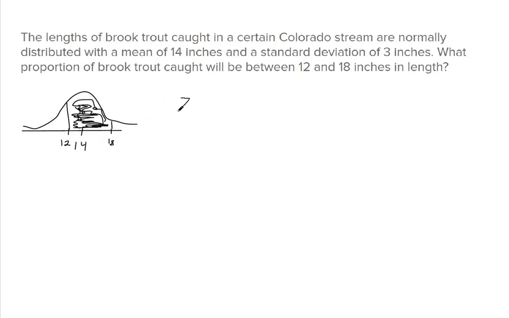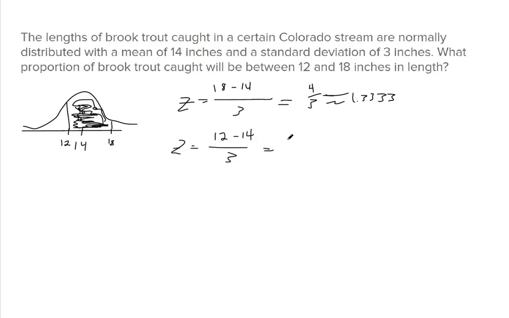Okay, so to convert 18 to a z-score, we use the usual formula. Take the number we're trying to convert, subtract the mean, divide by the standard deviation. So that's 8 over 3. Wow, I'm bad at math. That's 4 over 3, sorry, which is approximately 1.333 in our calculator. And then if we do 12, that's going to be negative 2 over 3, which is approximately negative 0.6667.